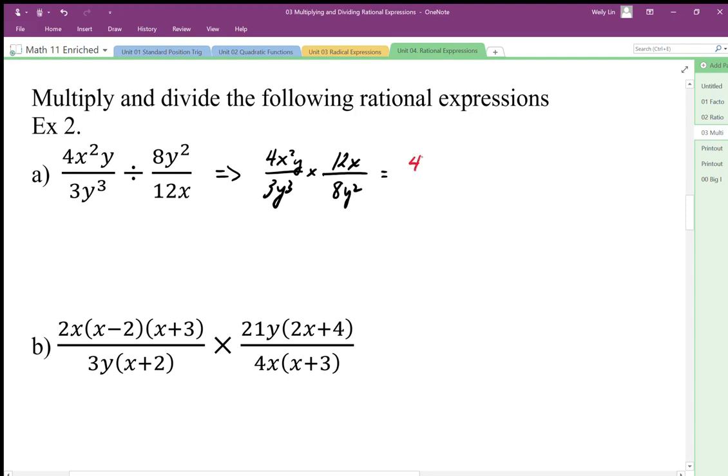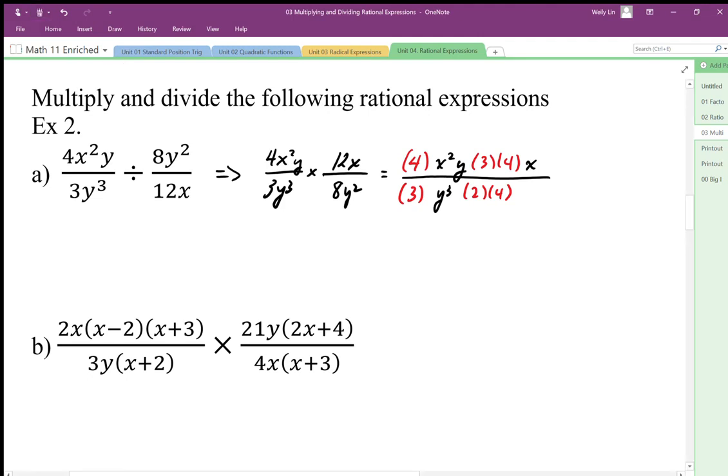So I'm going to have 4 and x squared, y, and 12 is going to be 3 times 4, and then we're going to have that extra factor of x. In the denominator, I'm going to end up with our 3 factor here, and y cubed, and 8 we're going to rewrite as 2 times 4.